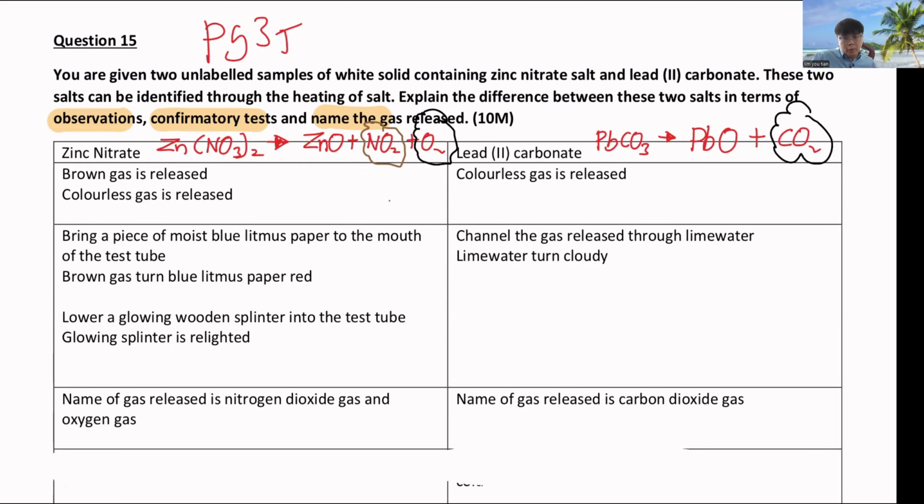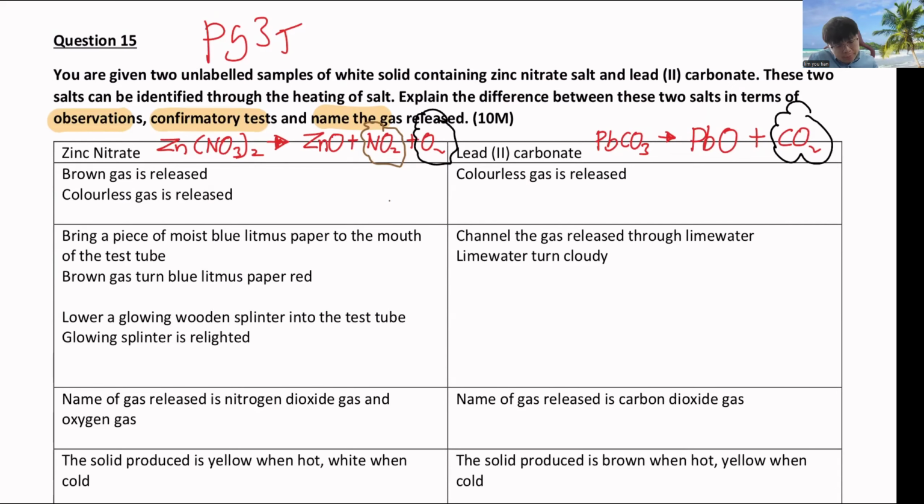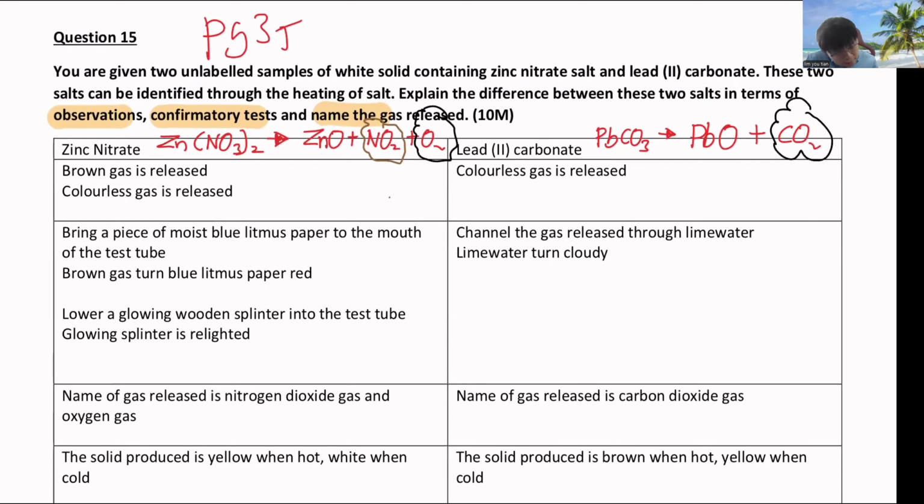You just go through this one once, okay? Then for the observation, as I told you just now, zinc oxide is the banana. So you see yellow when hot, white when cold. PbO is the peanut, brown when hot, yellow when cold. This is one of the popular questions that you need to know. Not very tough. Quite okay.